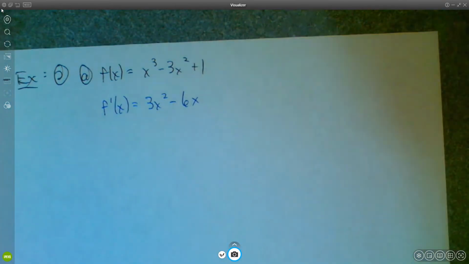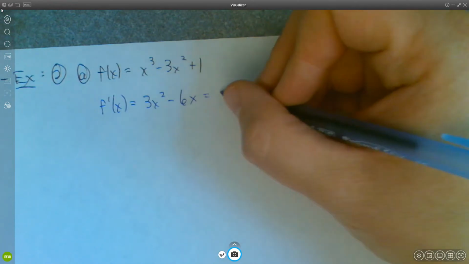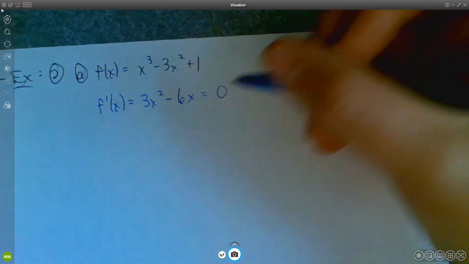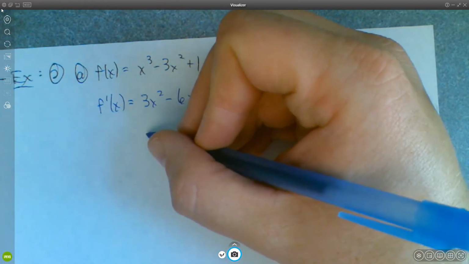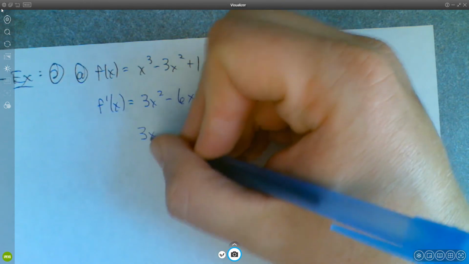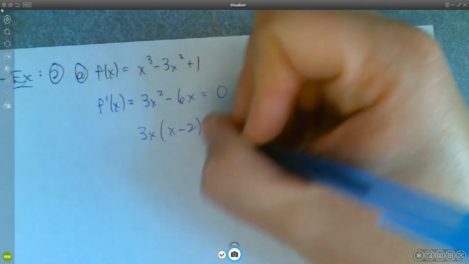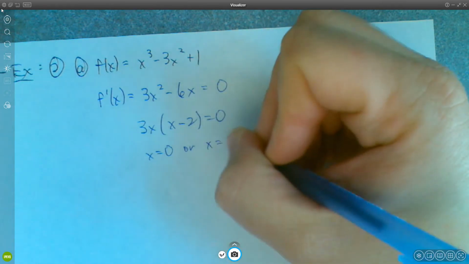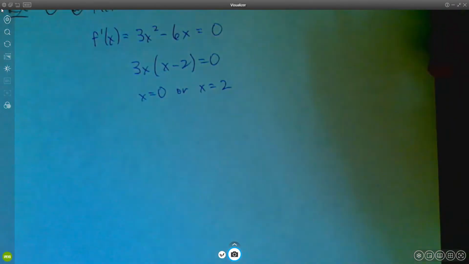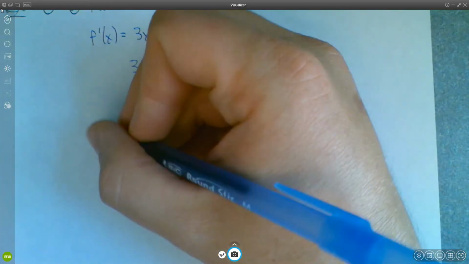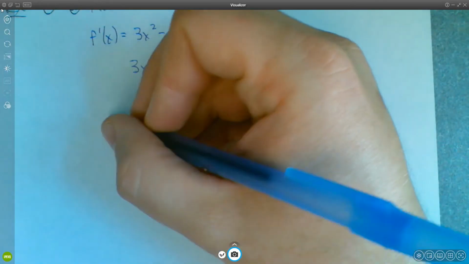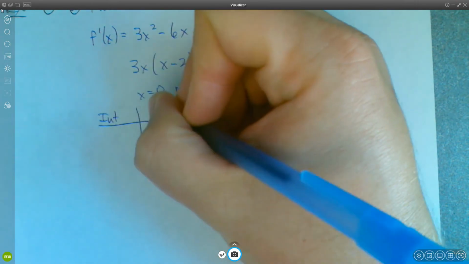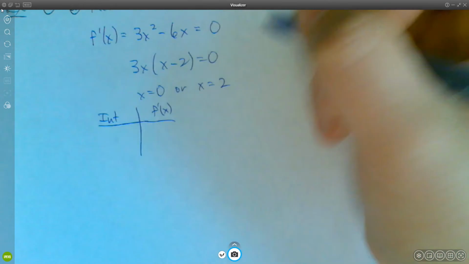Okay? And then we'll set that equal to 0 to see where it could potentially change from increasing to decreasing. So I can factor out a 3x, right? I'm going to be left with x minus 2. So x equals 0 or x equals 2. Now I'm going to make my little sign chart: my interval and then the sign of f prime.